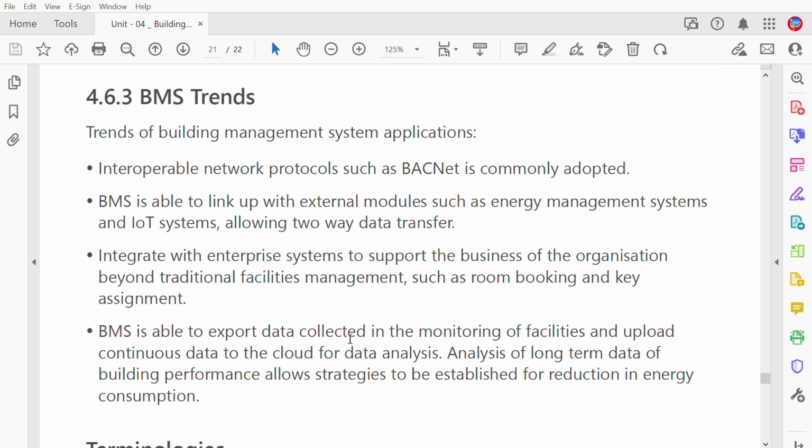So BMS trends. What are the trends that are actually happening in building management systems? Interoperable network protocols such as BACnet are commonly adopted, so the BMS is able to link up with some external modules such as energy management systems and IoT. Integrating the enterprise to support such business is sometimes key. So things like booking of rooms and key assignment could also be a trend of the BMS, right? BMS is also able to export data, and then you have the monitoring facility to update continuous data over the cloud, so long-term analysis can be done.